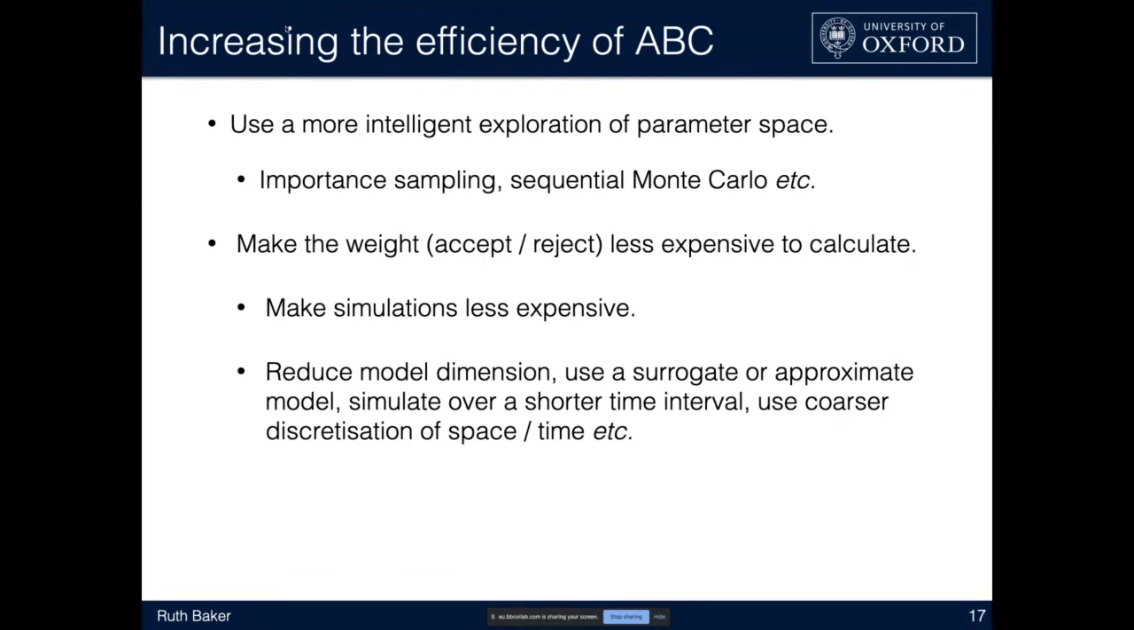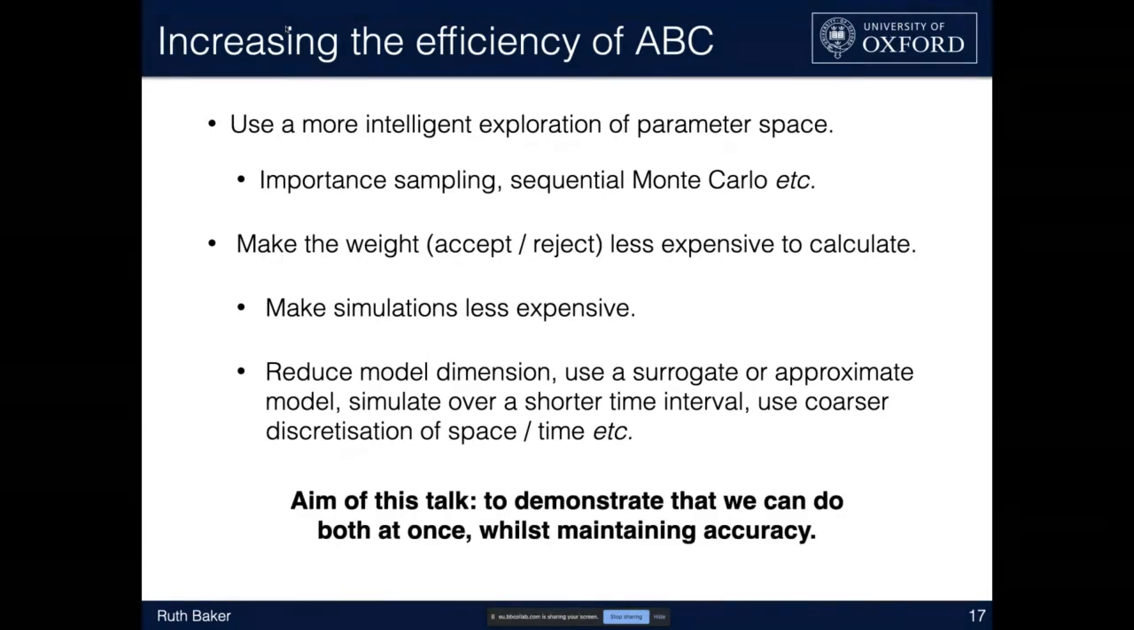So what I want to focus on today is showing that you can make the weights, this accept-reject decision, a less expensive thing to calculate by effectively using these approaches to model simplification. But at the same time, because this is an approach that's orthogonal to doing a more intelligent exploration of space, you can essentially do both at once. And you can do that whilst maintaining the accuracy of the ABC posterior distribution you're trying to calculate.